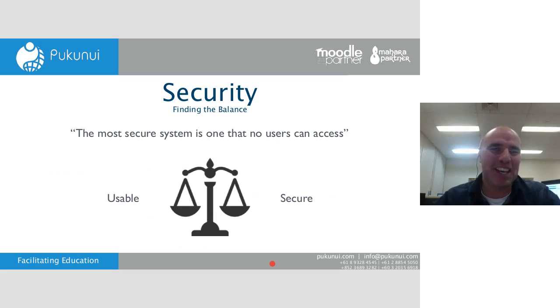So there is this saying, the most secure system in the world is the one that no users can access, which would be completely secure. It would be great. No one could break it because they couldn't get into it. It'd be a little black box that just sits somewhere that no one could touch, no one could even look at, maybe, but it would be completely unusable.